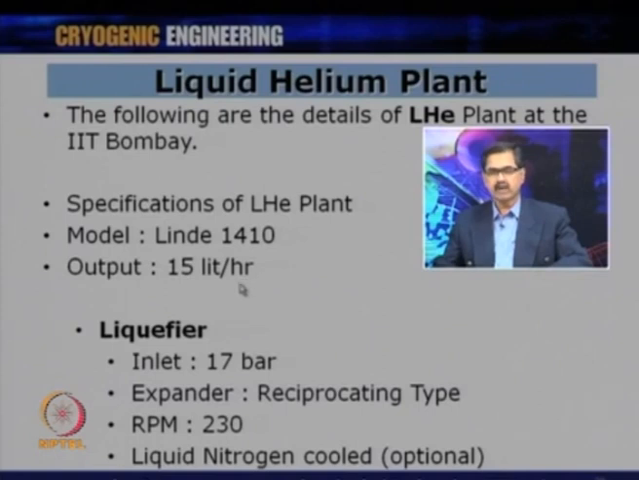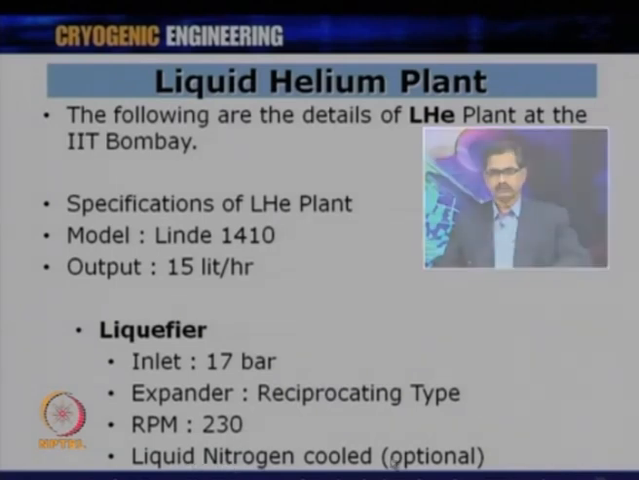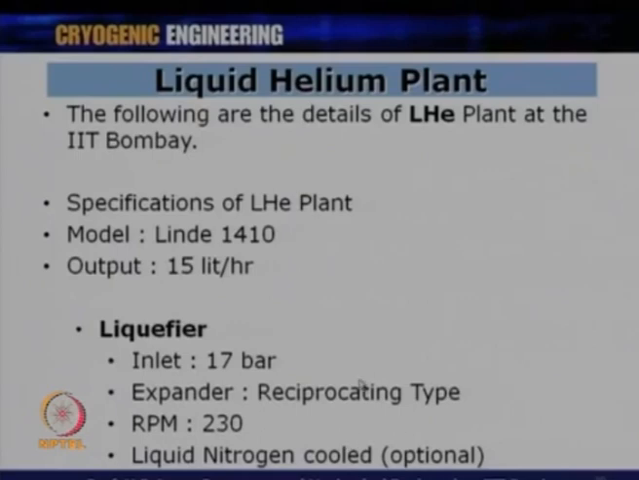The moment I talk about around 100 liters per hour or 200 liters per hour, it will be justified to go for a high flow rate system, that is turbo expanders. Nowadays, even for 15 liters per hour, turbo expanders are being used. The RPM of these expanders is around 230, and sometimes they could be liquid nitrogen cooled also. So, you can have pre-cooling done on this gas.